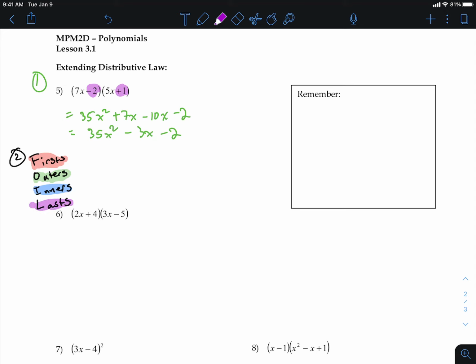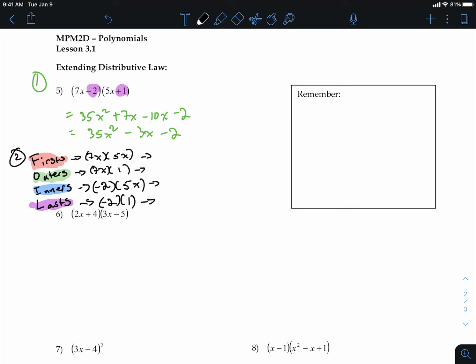So all you do is you follow in this order. The firsts are going to be 7x times 5x. The outers are going to be the 7x times 1. The inners are going to be negative 2 times 5x. And the lasts are going to be negative 2 multiplied against 1. Then you can do the math on each of them.